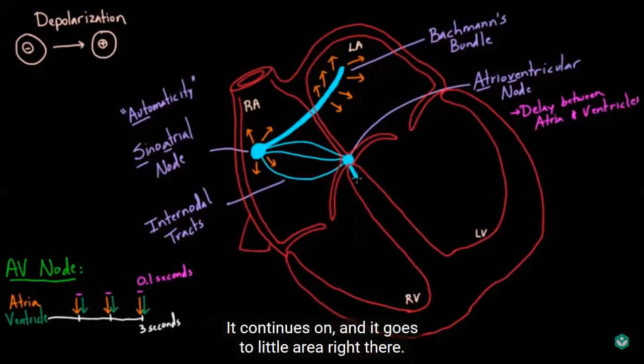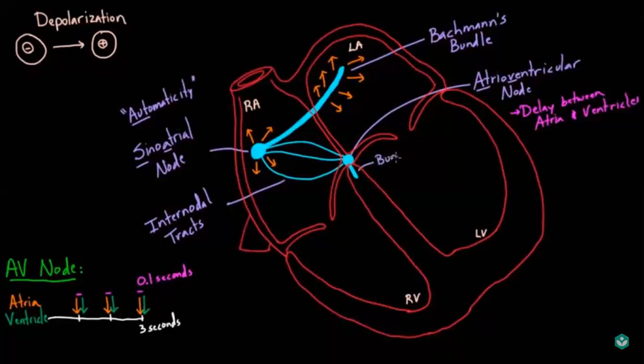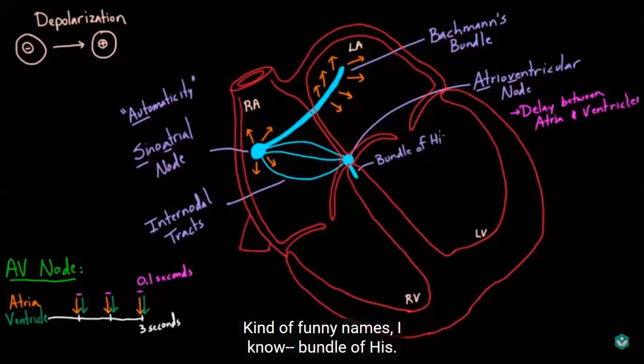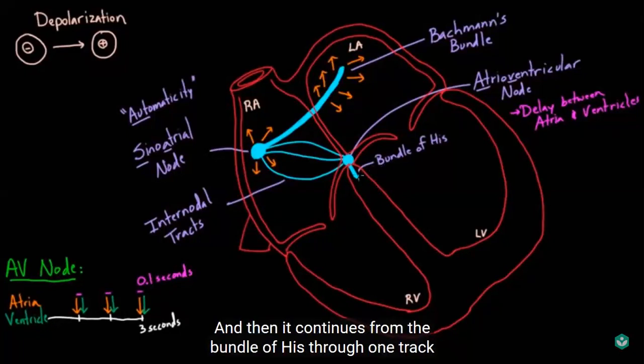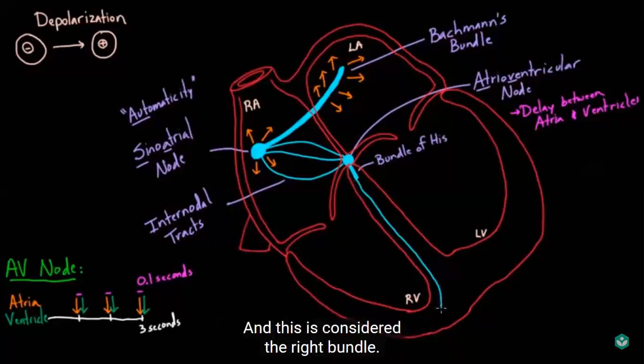So now the signal has been delayed by a tenth of a second, but then it continues on, right? It goes to a little area right there, and this is called the bundle of His. Kind of funny names, I know. And even though it's spelled H-I-S, you don't say "his," it's "hiss," almost like what a snake does. And then it continues from the bundle of His through one track down here, and this is considered the right bundle, and then it goes through the left bundle.